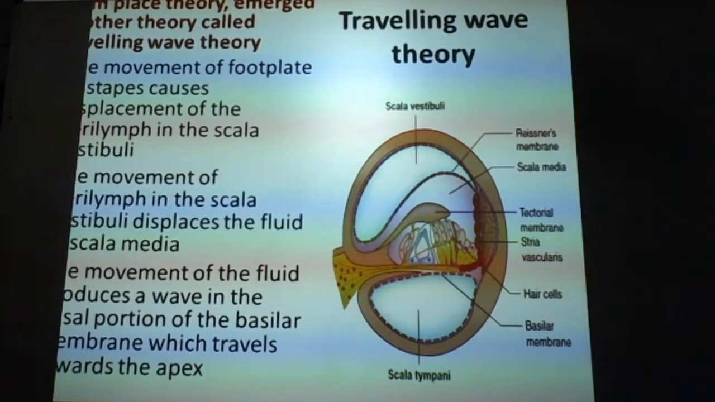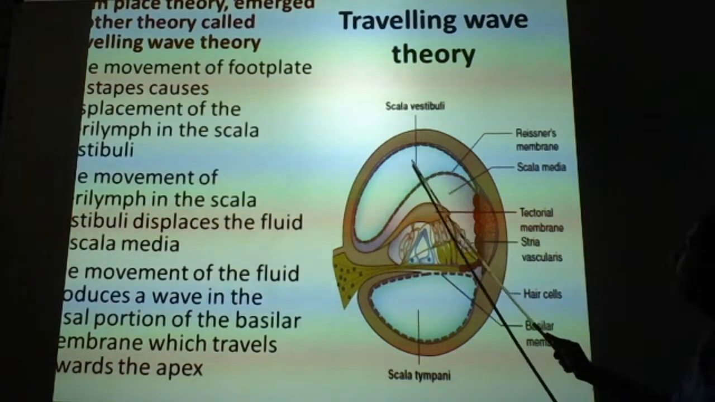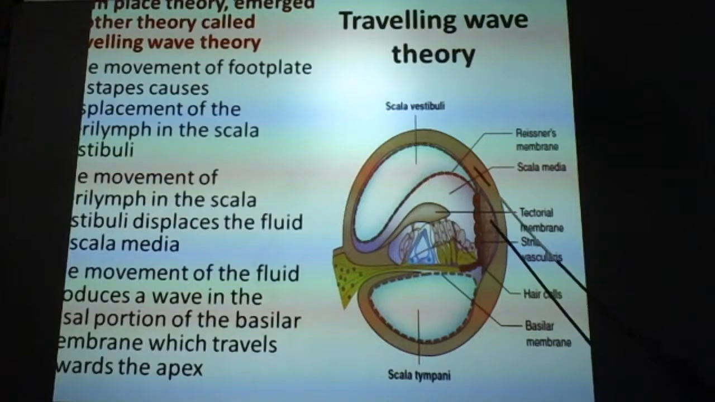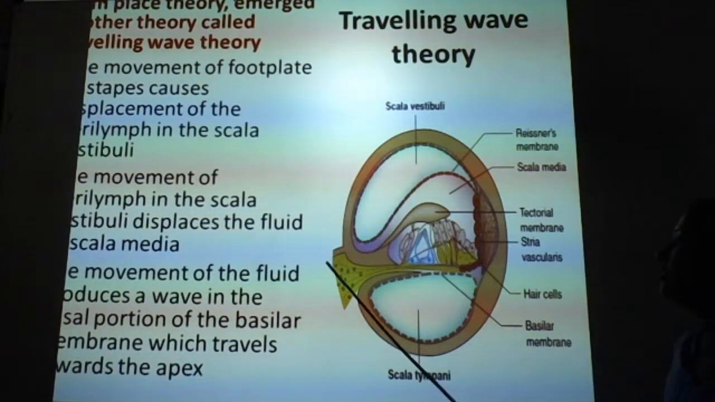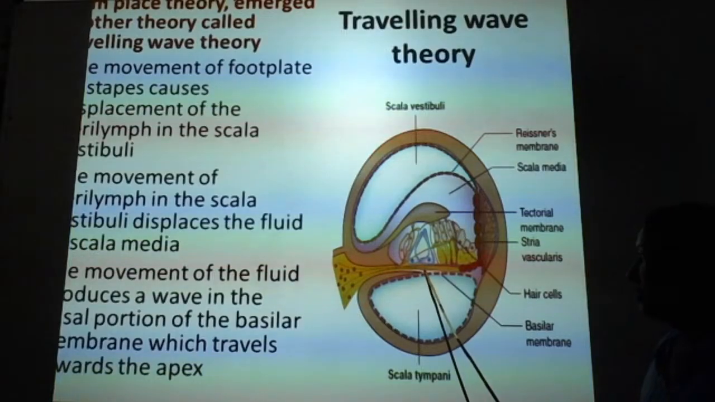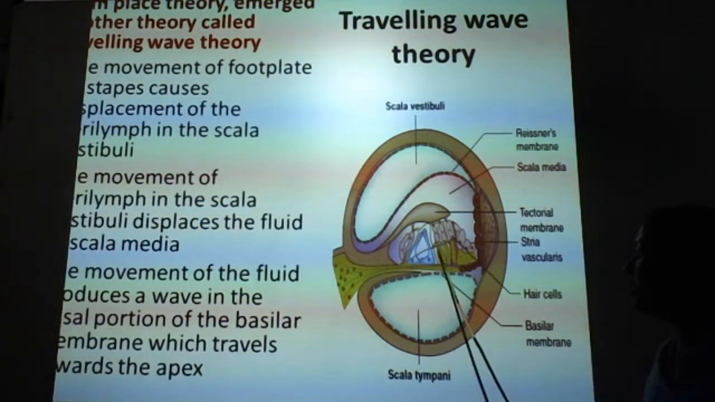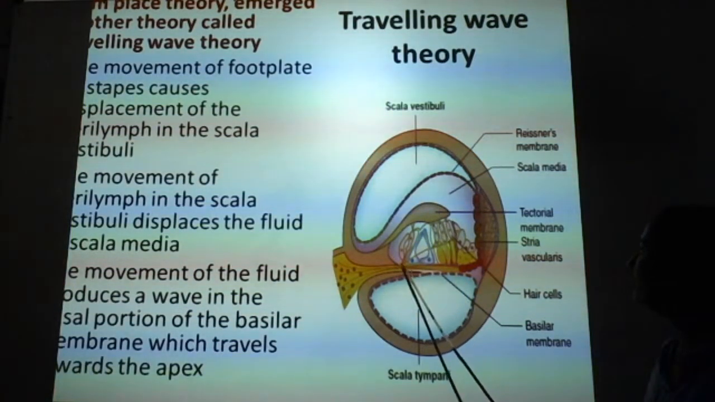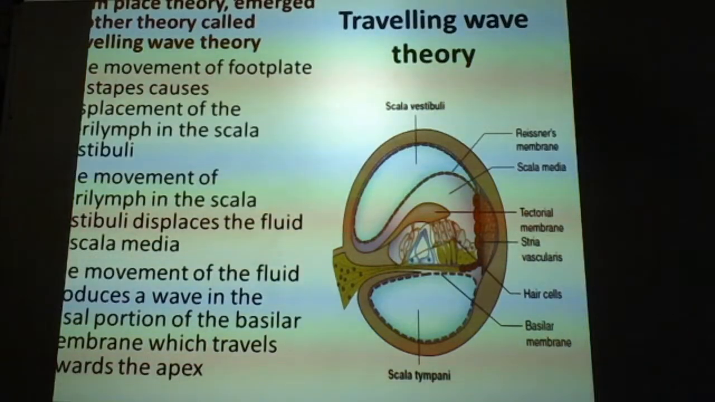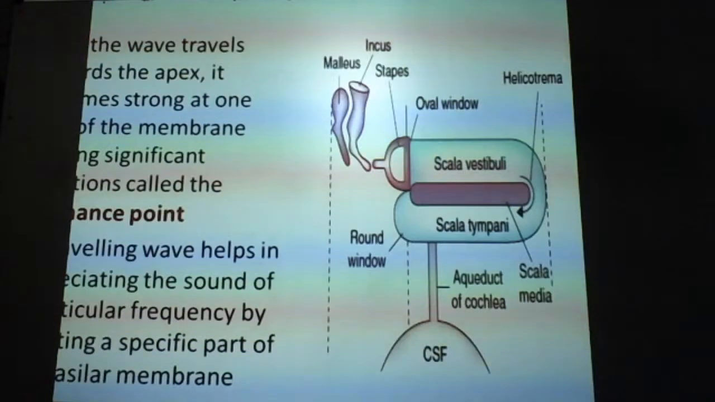Now, coming from place theory, another theory emerged called the travelling wave theory. This says that the movement of the stapes causes displacement of the fluid in the scala vestibuli, scala media and also in the scala tympani. This movement itself causes vibrations in the basilar portion of the organ of Corti. This produces a wave in the basal portion of the basilar membrane which travels towards the apex. So the basal portions are set into vibration based on the frequency of the sound.